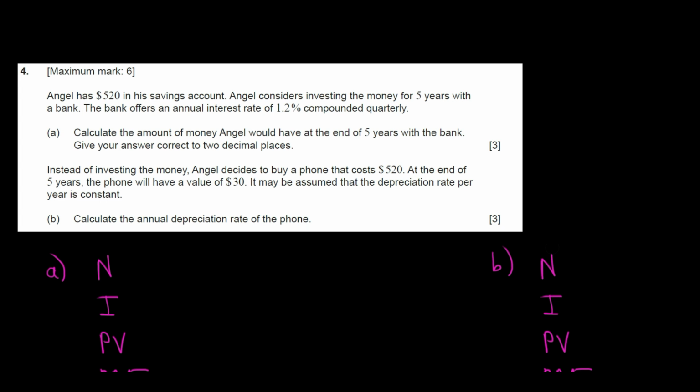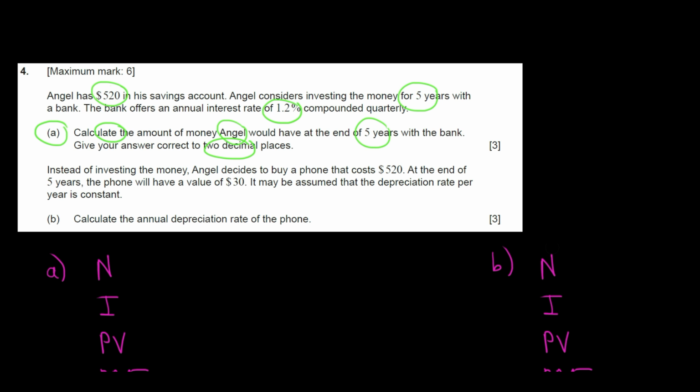It's finance. So Angel has $520 in his savings account. Angel considers investing the money for 5 years with a bank. The bank offers an annual interest rate of 1.2% compounded quarterly. Question A, calculate the amount of money Angel would have at the end of 5 years with the bank. Give your answer correct to 2 decimal places.